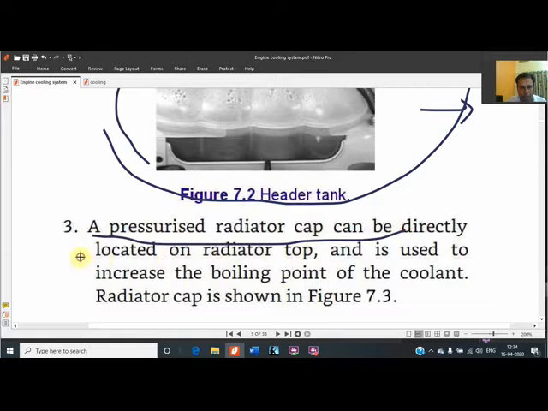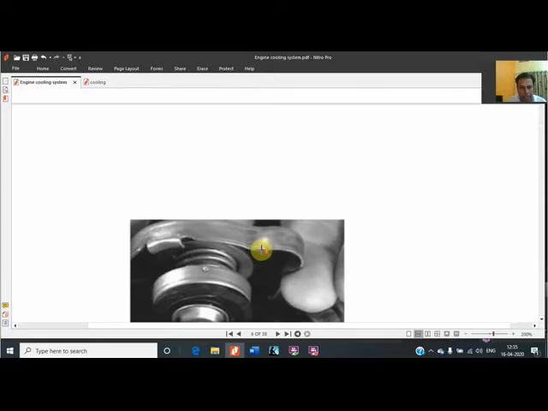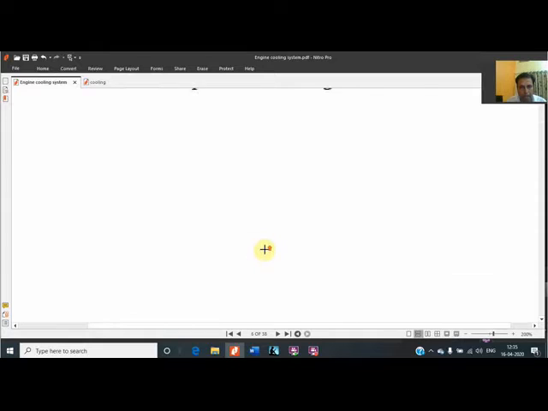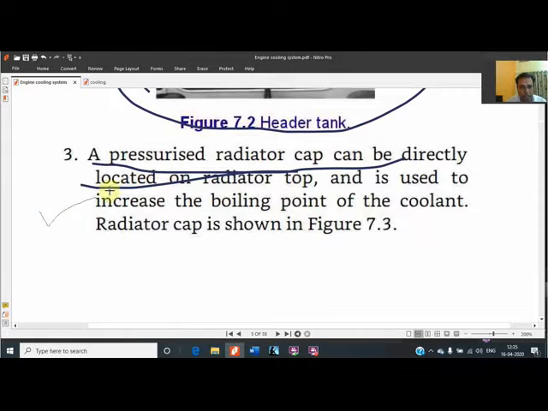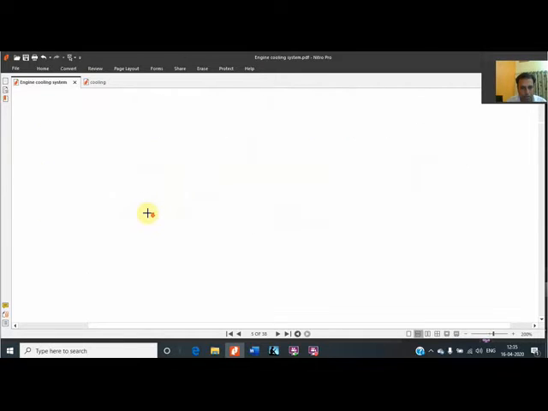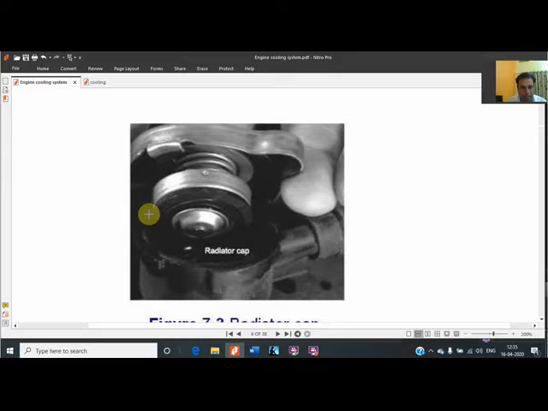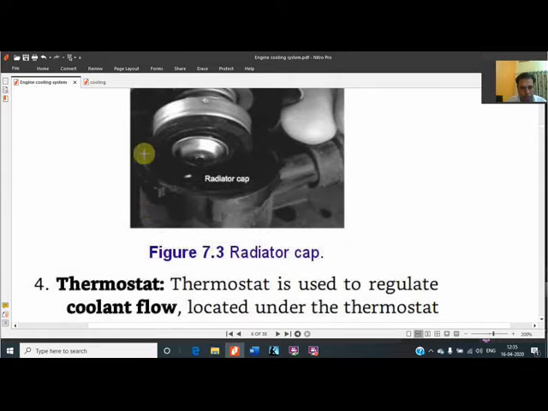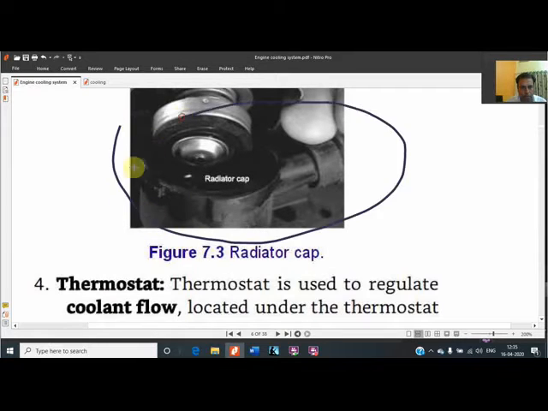The pressurized radiator cap is an important part. It is just like a spring loaded safety valve, and it pressurizes the coolant. That's why its boiling point increases, and more heat can be absorbed. The radiator cap is shown over here. I will show you through video also.